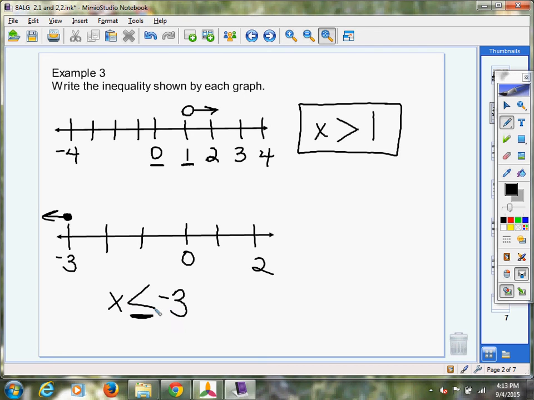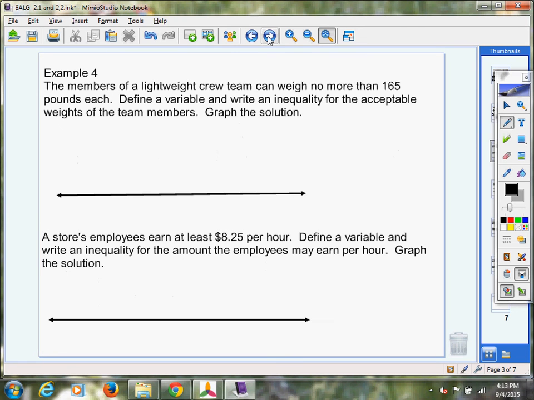Notice that my less than is pointing to the left and my arrow is pointing to the left on the number line. And so this would be the correct answer. X is less than or equal to -3. Okay? So hopefully that makes a lot of sense to you and it's not terribly difficult.